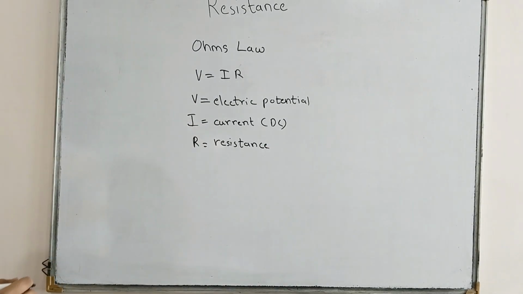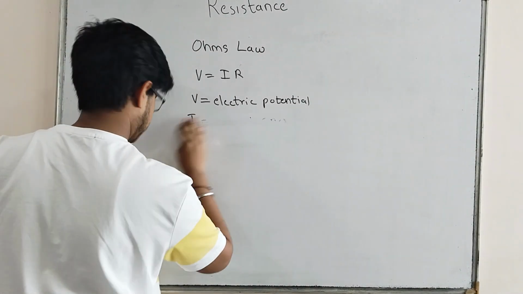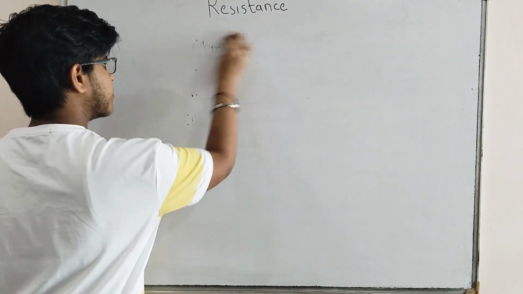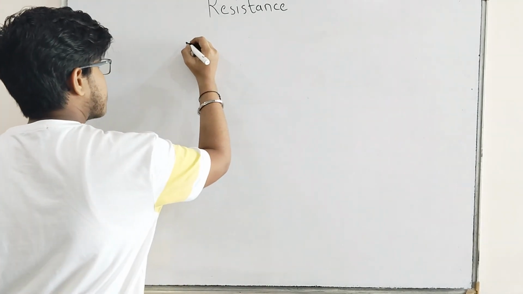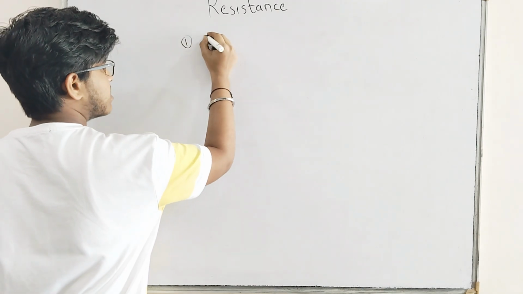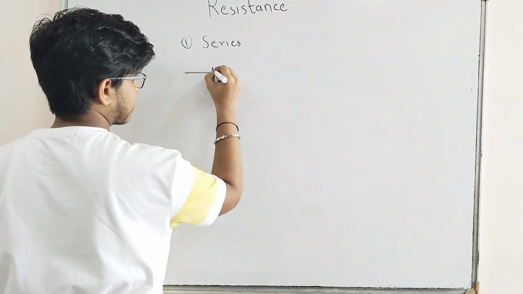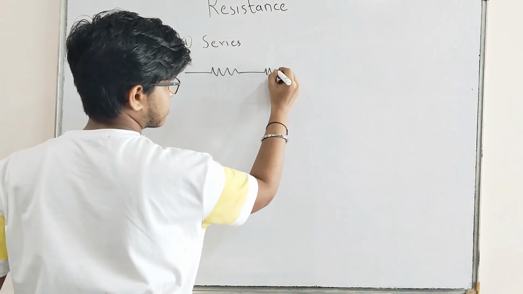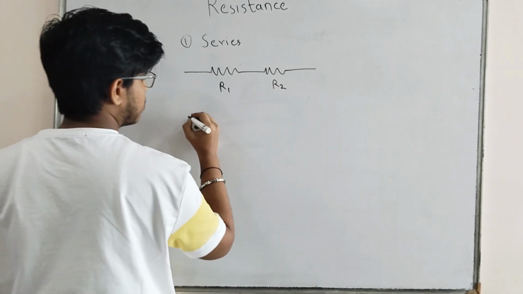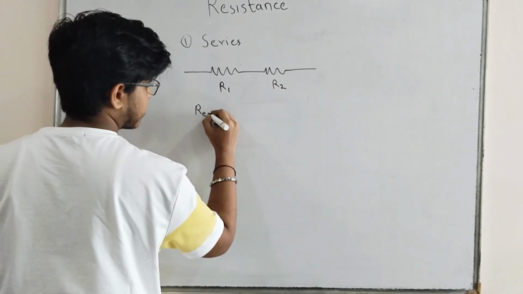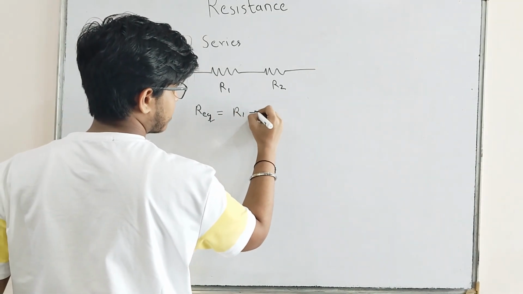So now let's talk about equivalent resistance. Okay, equivalent resistance. So first let's take series combination. Consider a circuit in which there are two resistances attached in series combination. Let it be R1 and R2. So equivalent resistance, it will be Req is equal to R1 plus R2.